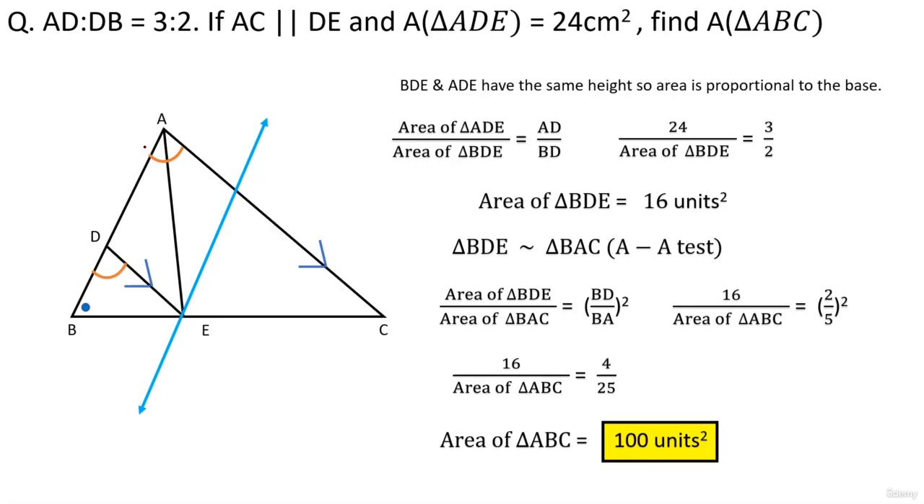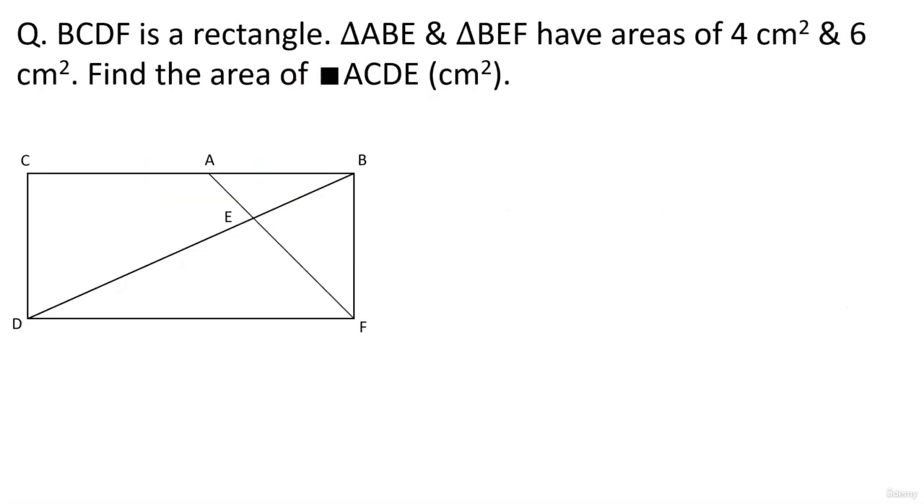Let's go on to the next one, guys. BCDF is a rectangle. Triangle ABE and triangle BEF have areas of 4 and 6 centimeters square. Find the area of quadrilateral ACDE. All right. So again, you can try it out and then you can resume to look at the solution.